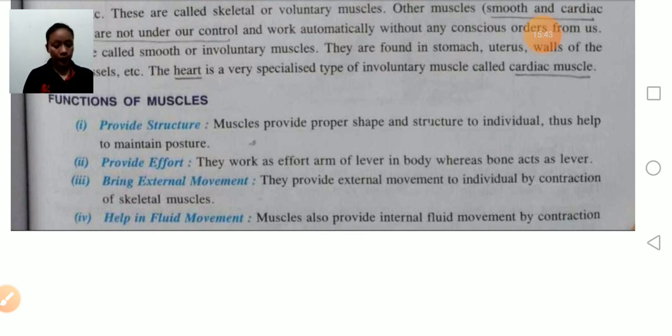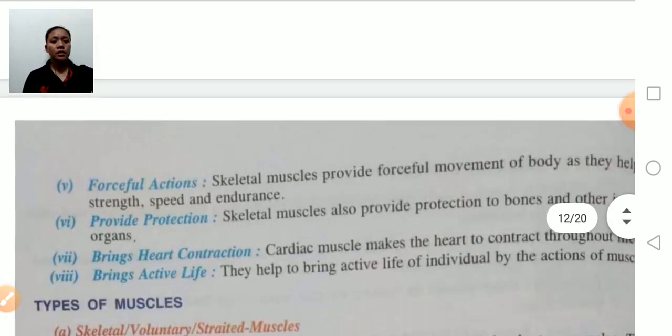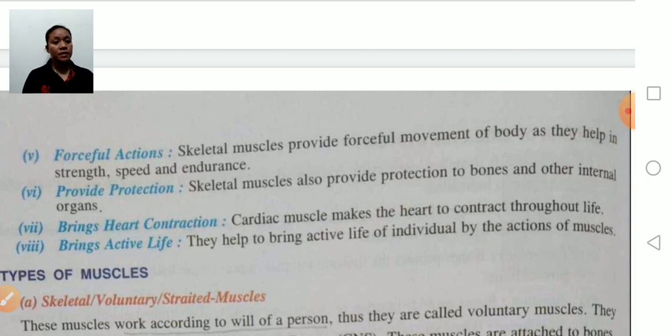Help in fluid movement. Muscles also provide internal fluid movement by contraction of small muscles. By contracting the small muscles, it helps in smooth movement of fluid. Forceful action. Skeletal muscles provide forceful movement of the body and help in developing strength, speed and endurance.